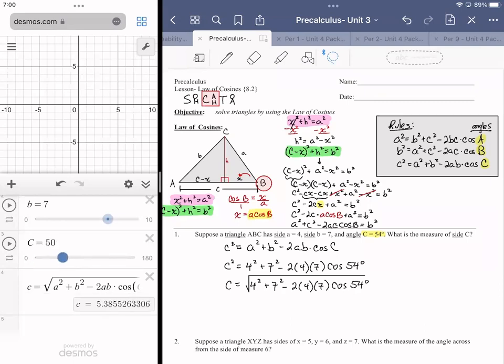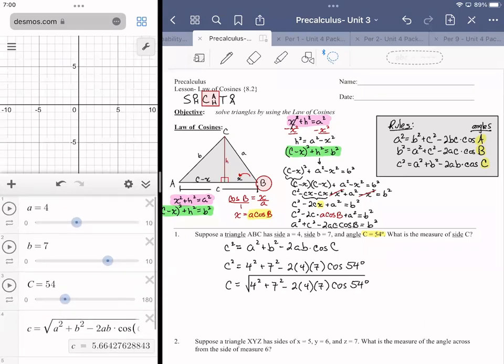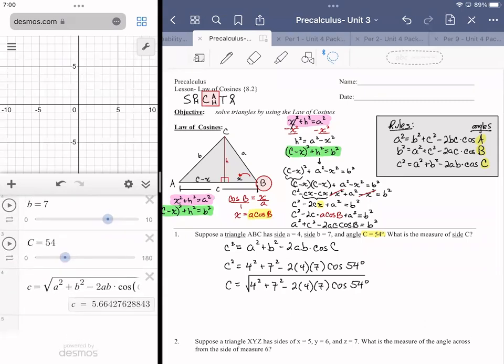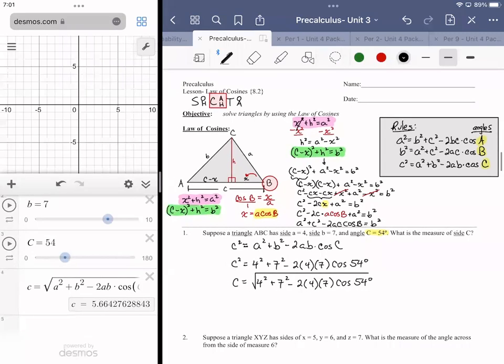Then 54 is the angle that they said. I just got to get it to lock in. And once I do that, it'll spit out my answer. Did they say anything about rounding? No. So c is approximately 5.7, just 5.7 because they didn't give us any units.